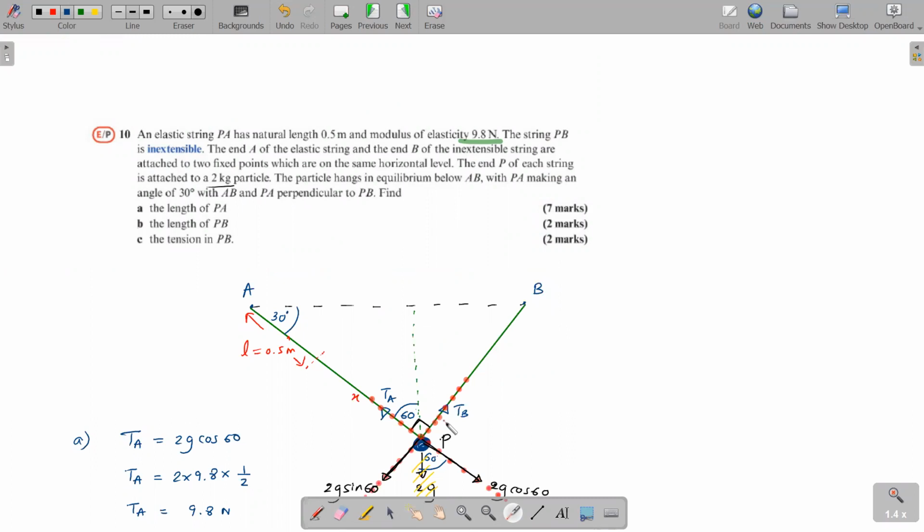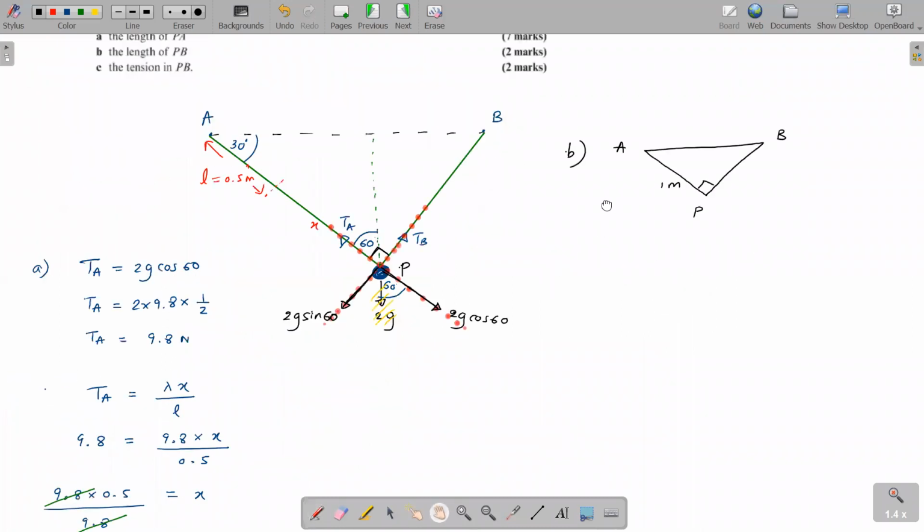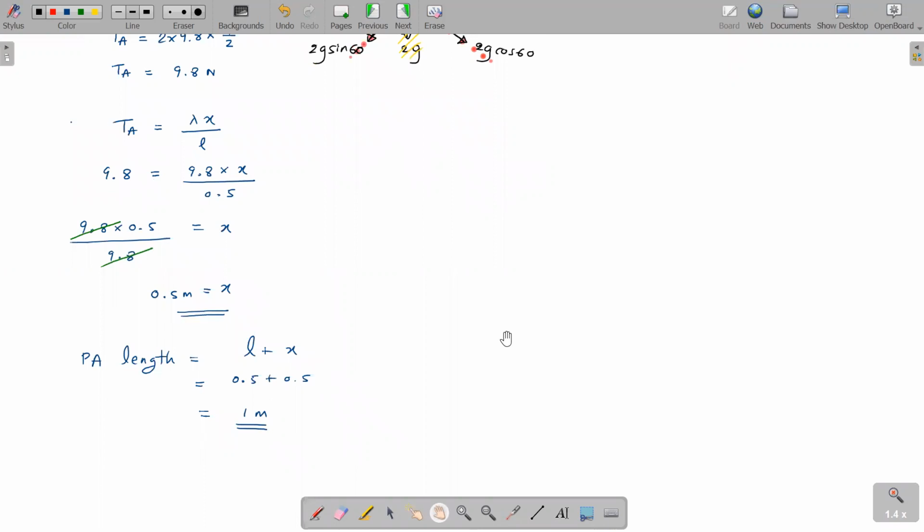So how do I get the length of PB? The easiest way to get the length of PB here is to simply just look at this as a what triangle? This is a right angle triangle, isn't it? This is APB. You want to get the PB length. We already found the AP length. What is the AP length? The AP length is 1 meter, right? The PA length, you got PA length as 1 meter, isn't it?